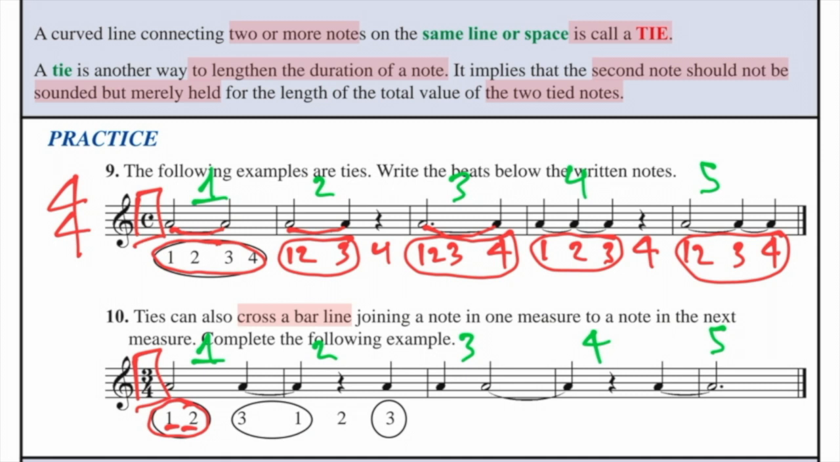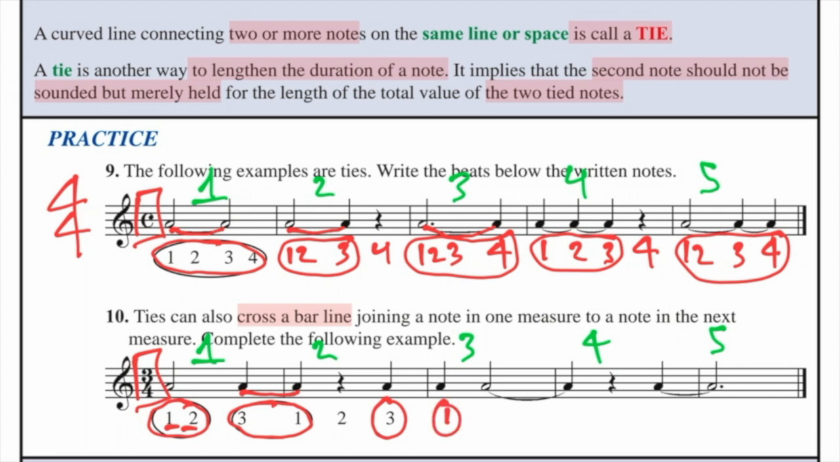Then we have a quarter note, 3rd beat, tied, crossing the bar line, to the 1st beat of measure number 2. And so we have 1 circle connecting the 3rd beat of measure number 1 to the 1st beat of measure number 2. The 2nd beat is a quarter rest. We do not circle rests. The following beat is a quarter note, and so it receives 1 circle, and it's the 3rd beat of the 2nd measure.